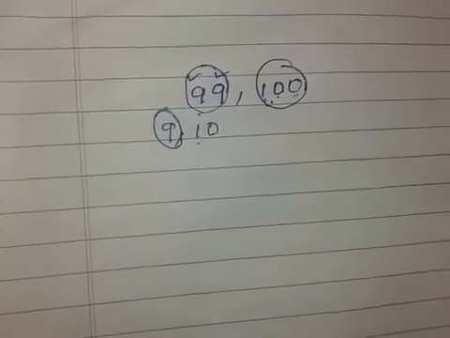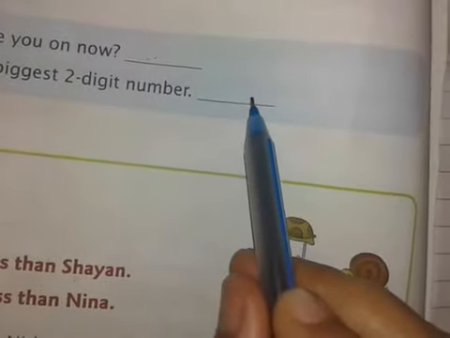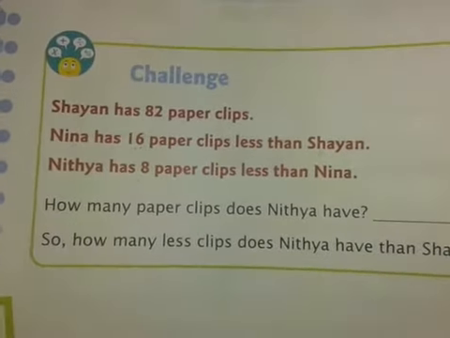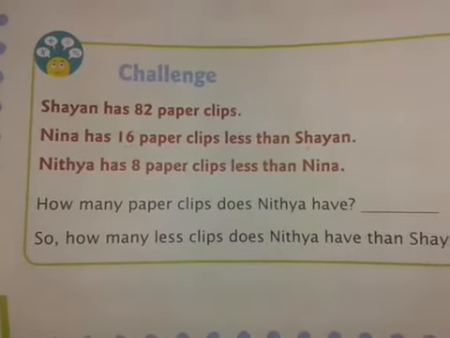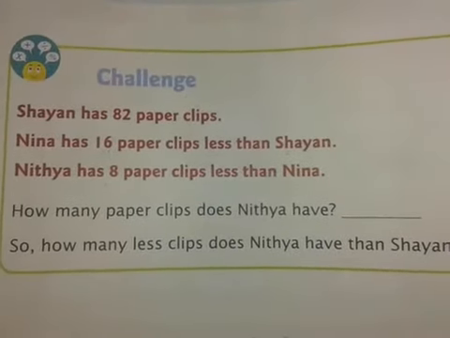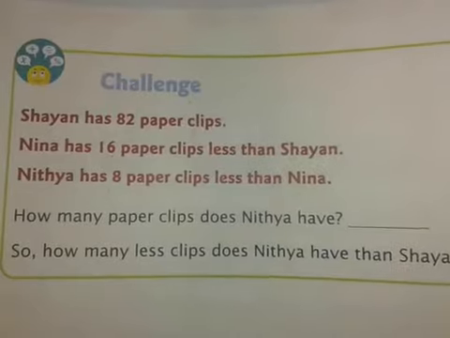So you have to subtract 48 from 99. You will write here 99 minus 48 and you will do the subtraction. The most interesting part in this page is this challenge question. I will help you how to do this. You can do this on your copy also.